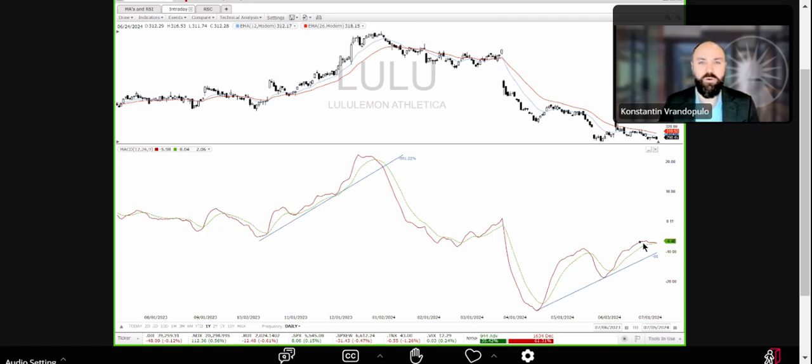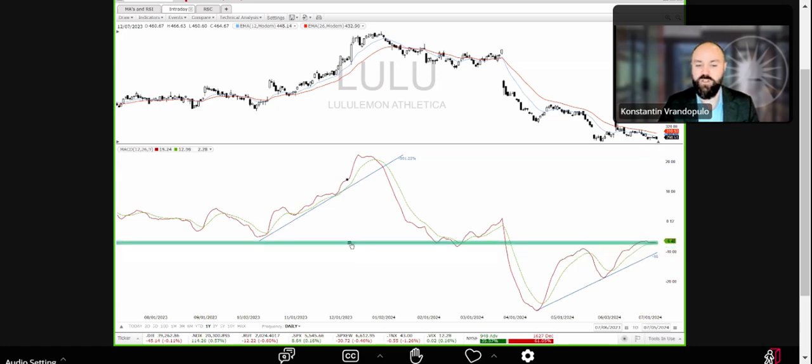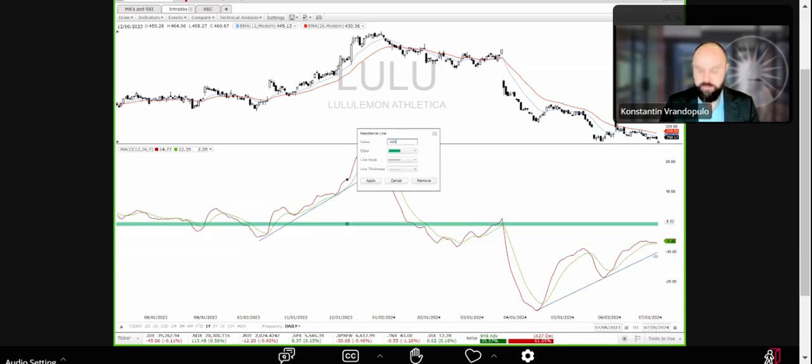You would prefer, as a bull in Lululemon with a trend change, to see both of these lines get above the level of 0 at some point. That would signify the fact that the short-term moving average has finally taken over the intermediate-term one, right?